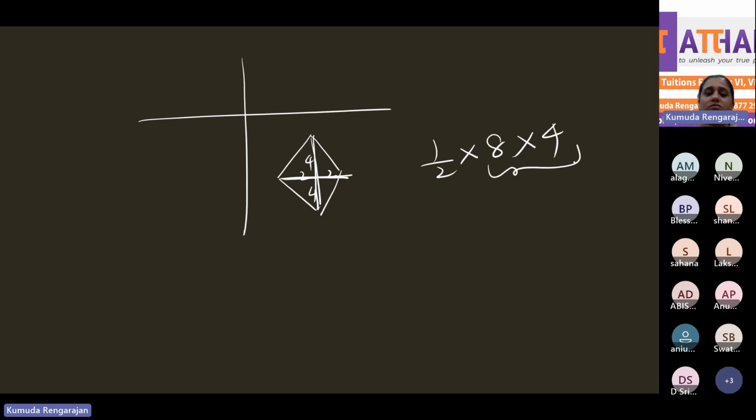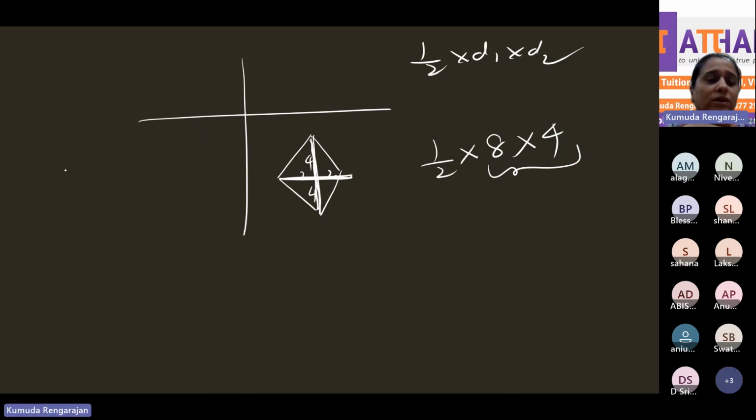Product of diagonals. That is length of one diagonal into the length of the other diagonal. Half into D1 into D2. If you count D1, the length of this diagonal, you get 8. This diagonal, 4. So half into 8 into 4. So this is how you find the area of a rhombus. You plot the points, you get a quadrilateral, you know it's a rhombus.